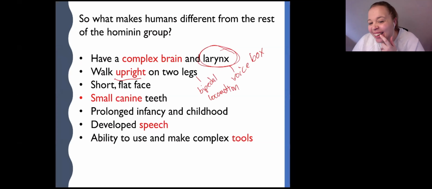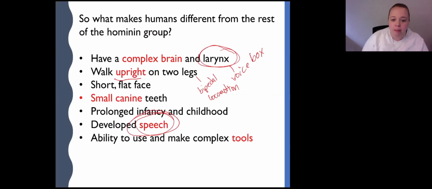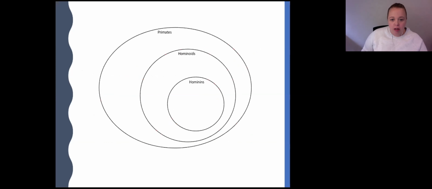We also have small canine teeth. That's these ones here. I won't talk about these teeth because I don't have time. We have a very long infancy and childhood. You guys are still considered adolescents at 18 years old, whereas other primates, you would be old age or dead. So therefore we have a very long infancy and childhood. We also have this one, big, big, big. We've developed the ability to speak. We've also developed the ability to make complex tools.